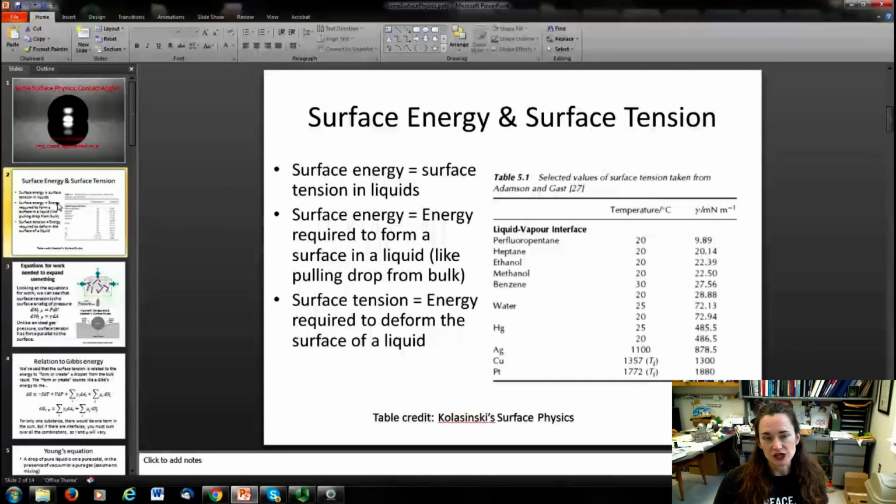A surface energy, remember, is the energy required to form a surface in a liquid, like pulling a drop out of the bulk fluid. And a surface tension is an energy required to deform the surface of a liquid.